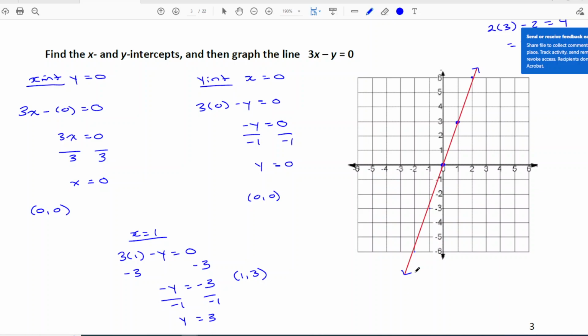And that is my graph of my line using the x and y intercept, and an additional point because the x and the y intercept were the origin.